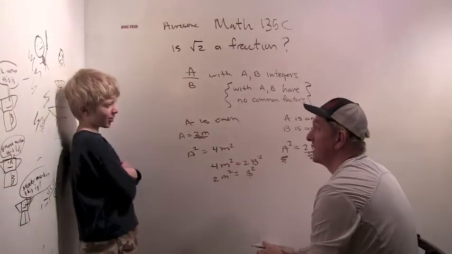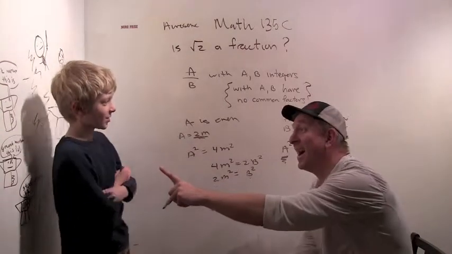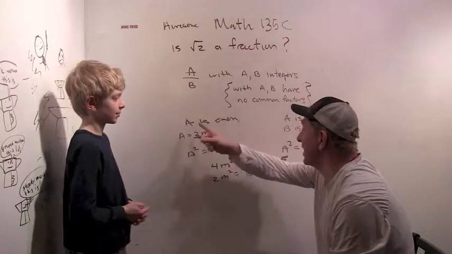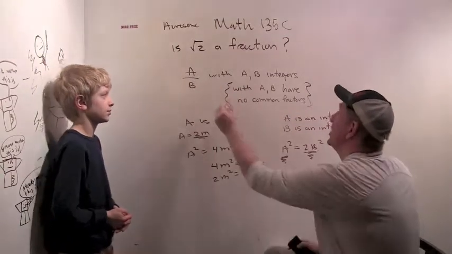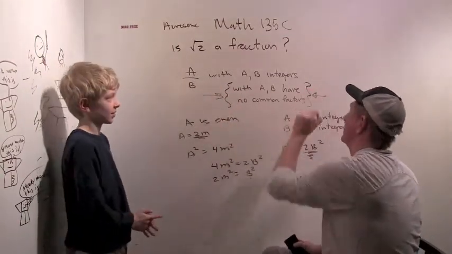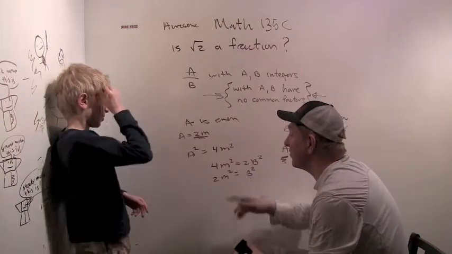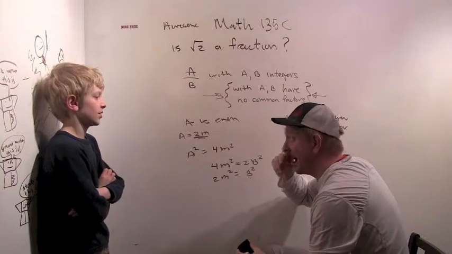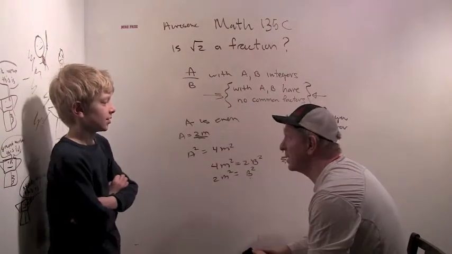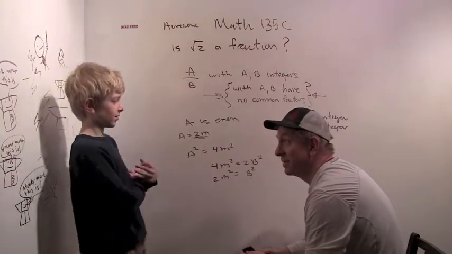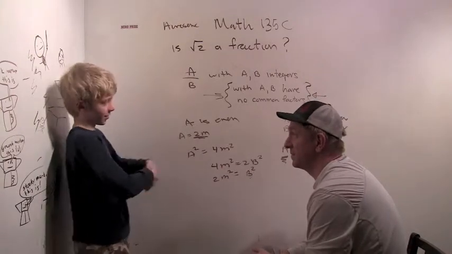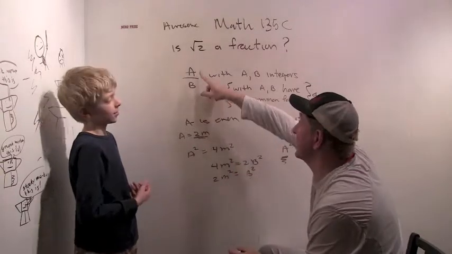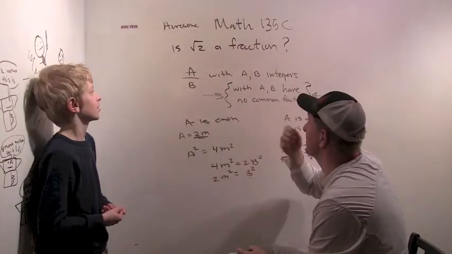But wait, we thought they were in lowest terms. So you can divide by 2. A had to be even, b had to be even, but we said no common factors. So if we ever find a fraction like that, the top has to be even, the bottom has to be even, we can never reduce it all the way. So that means what? It's not rational. Doesn't exist. We cannot find an a over b in lowest terms that equals the square root of 2.